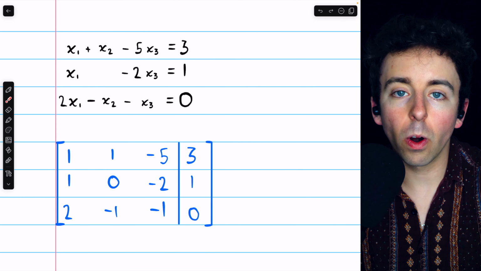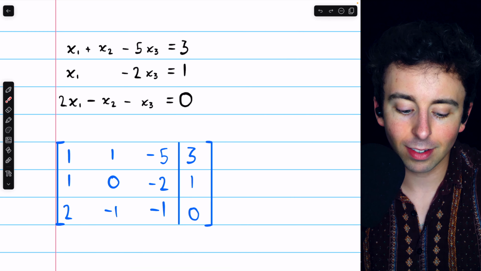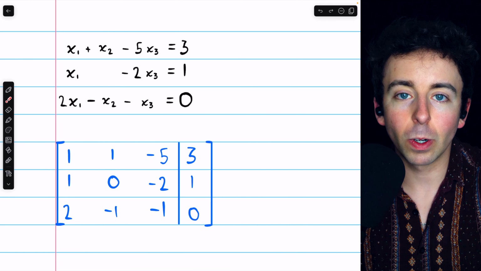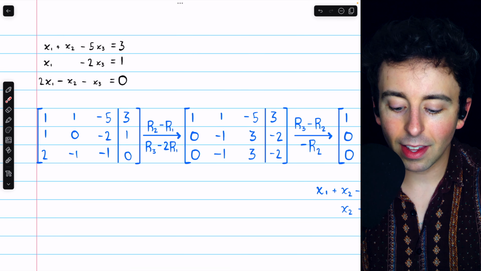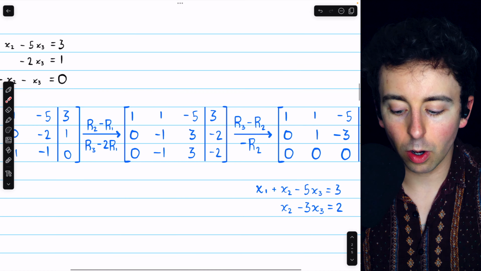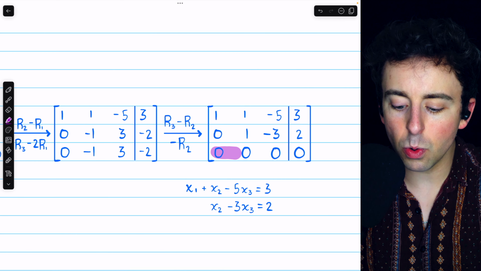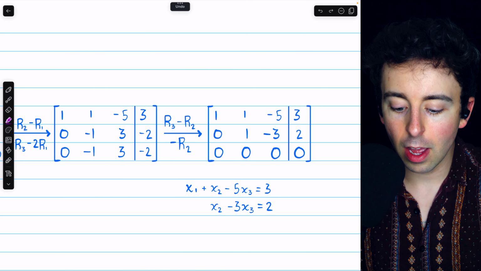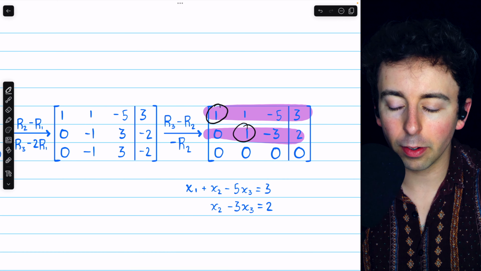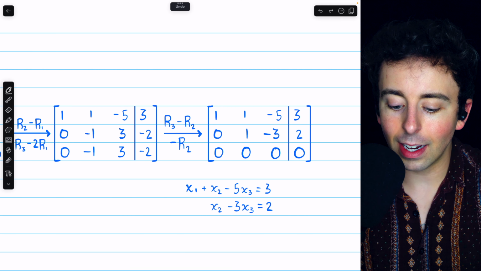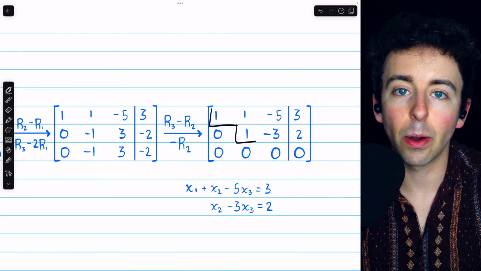And then just as before, we can perform elementary row operations on this augmented matrix so that the leading entry in each non-zero row is positive 1. By going through that same process as before, we end up with this matrix. You can see that in this case, we do have a row of zeros, but the non-zero rows both have positive 1 as their first non-zero entry. And as before, the ones occur to the right as we go down the matrix.